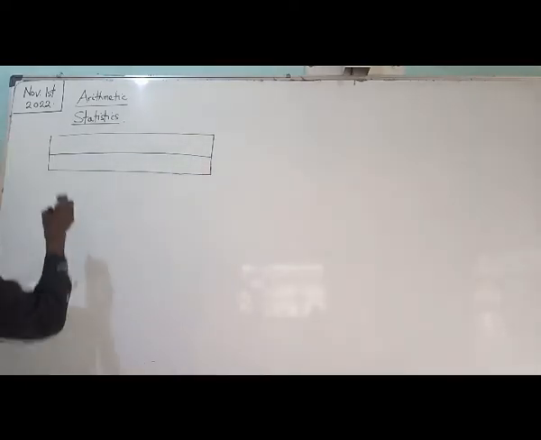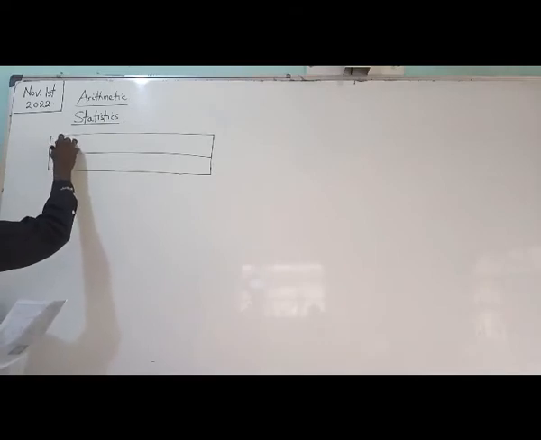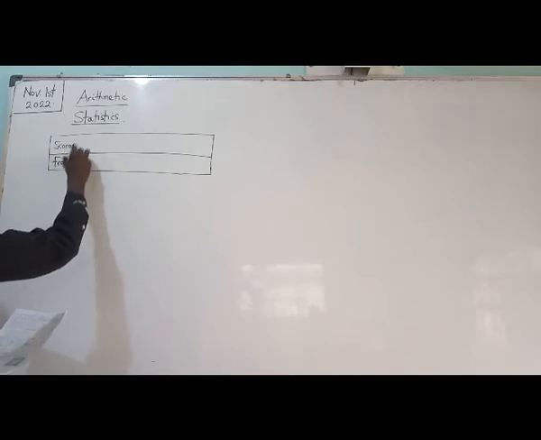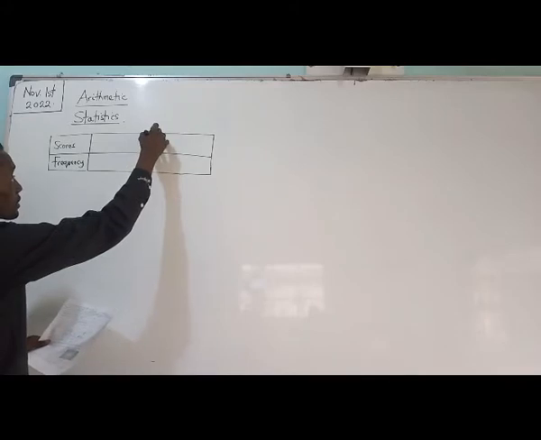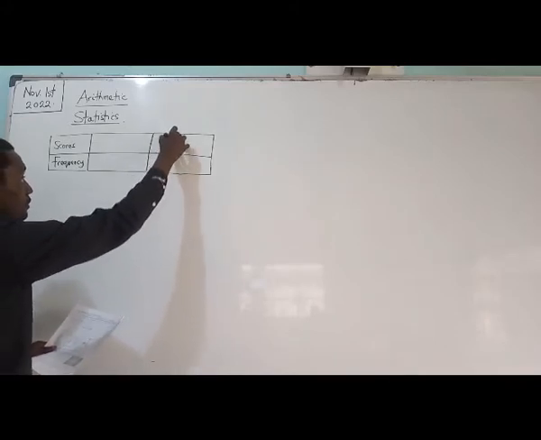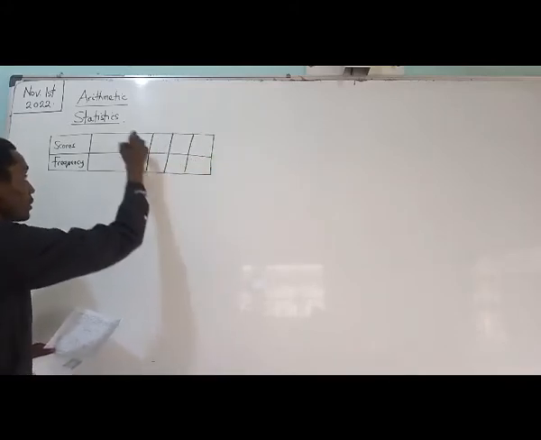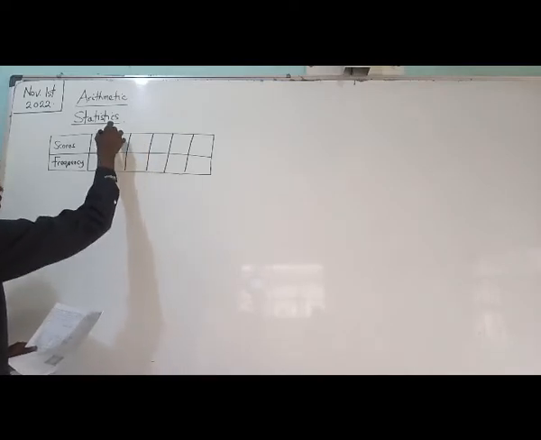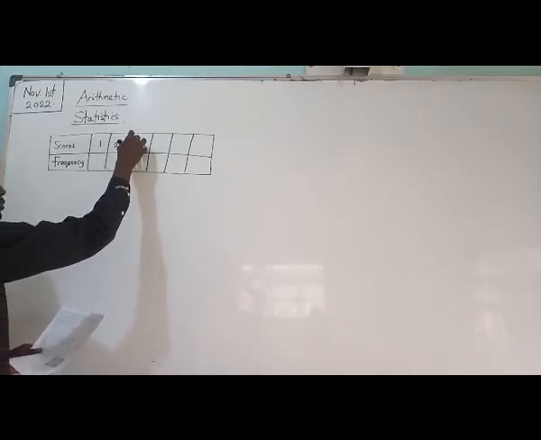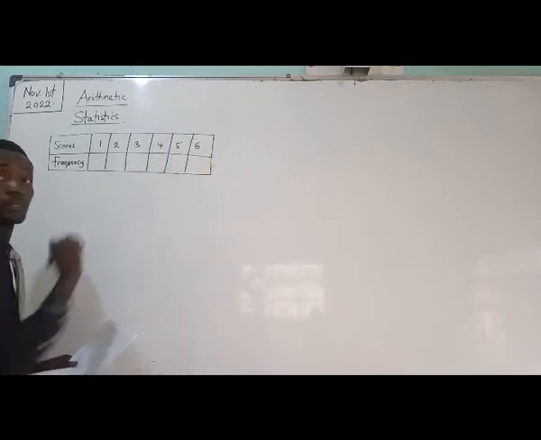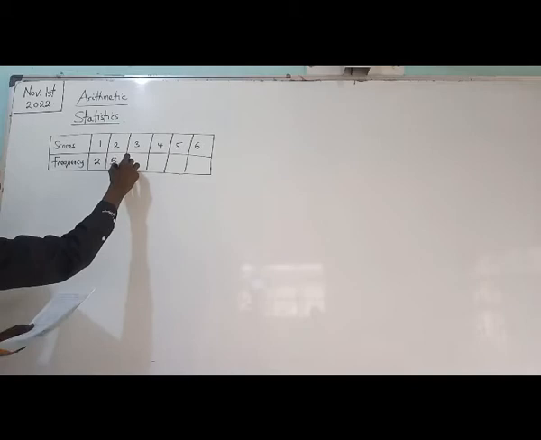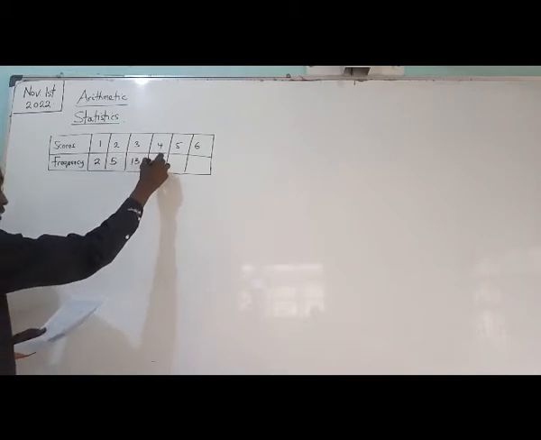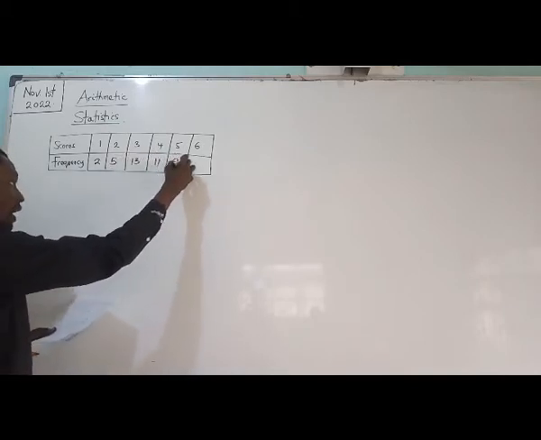And then I'll read out the details of the question. This is scores, and this will be frequency. And I will need about 6 spaces here. So this will be 1, 2, 3, 4, 5, and 6. And then we'll be having 2, this will be 5, this will be 13, this will be 11, this is 9, and this is 10.